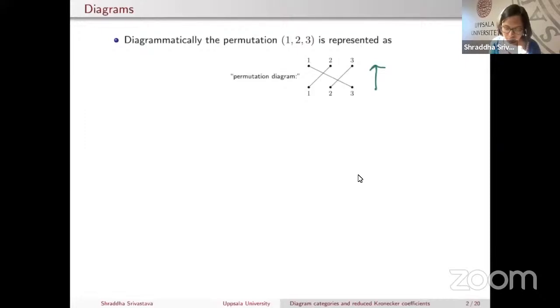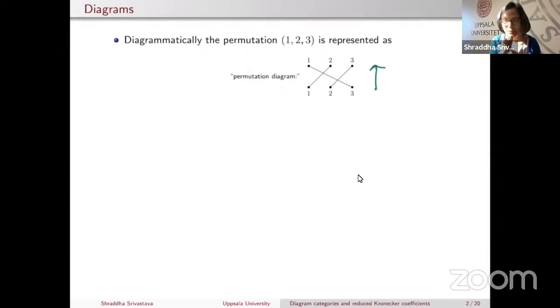So in this cycle, 1 goes to 2, so we join 1 on the bottom with 2 on the top. Then 2 goes to 3, so we join 2 on the bottom with 3 on the top. And likewise, 3 goes to 1, so we join 3 with 1. So this is the easiest example of a diagram. We see that every element of a symmetric group can be written as a diagram.